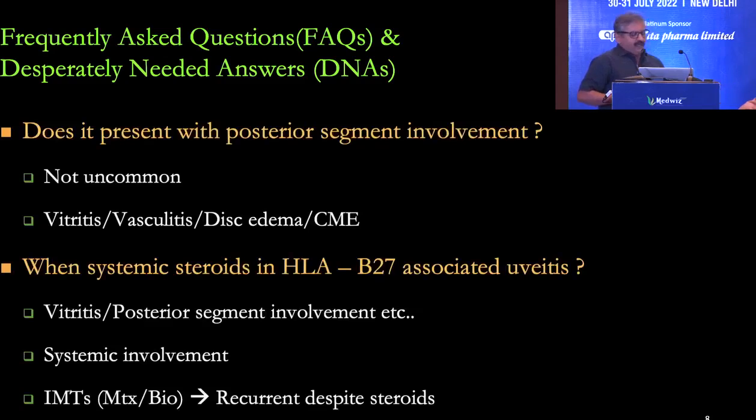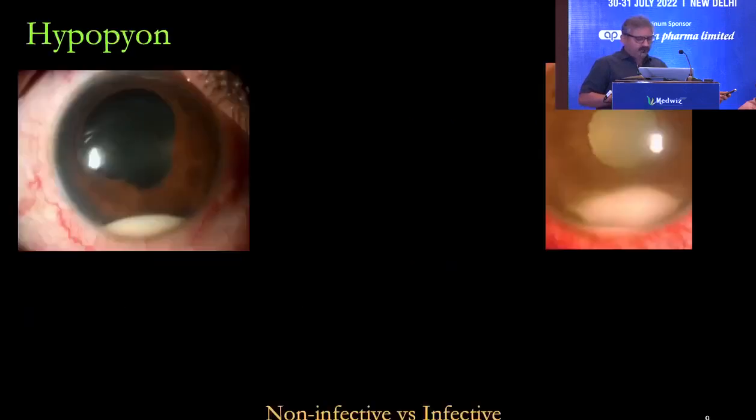So we talk about frequently asked questions and desperately needed answers in these. Does anterior HLA-B27 associated uveitis present posteriorly also? Yes, not very uncommon, because they can present with vitritis or vasculitis. In these situations, you need to treat them with systemic steroids. Initially you might need only the topical steroids, but if they present with posterior segment involvement, definitely. If it's recurrent or persistent, again systemic steroids may be required. And immunomodulators or biologicals in recurrent disease despite steroids, or if there is systemic association.